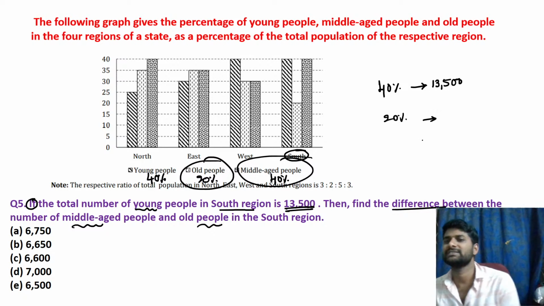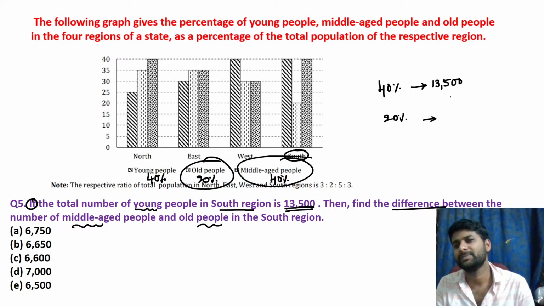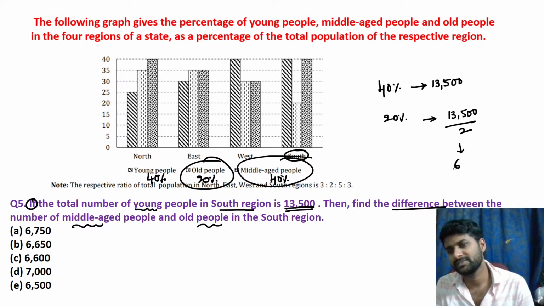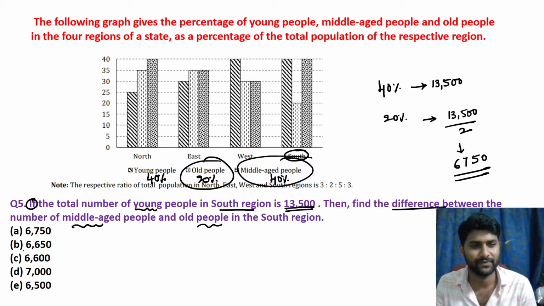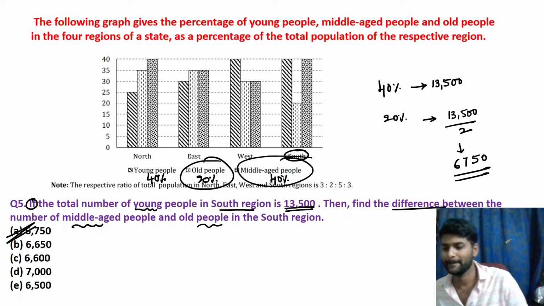Now 40 percentage is 13,500. Now 20 percentage means just simply divided by 2. Now the value becomes 6,750. So 6,750 numbers. You can choose option A.